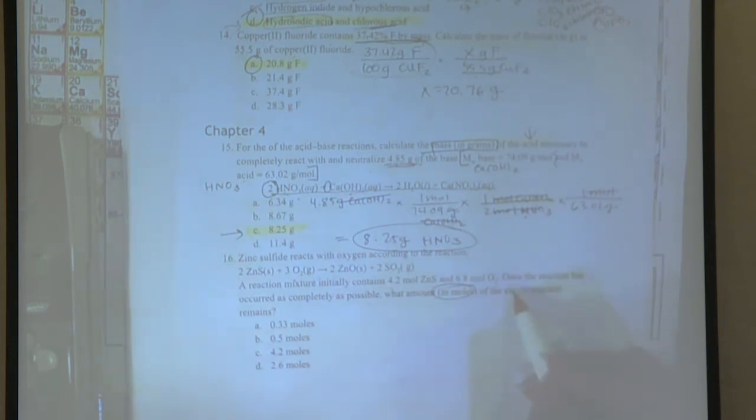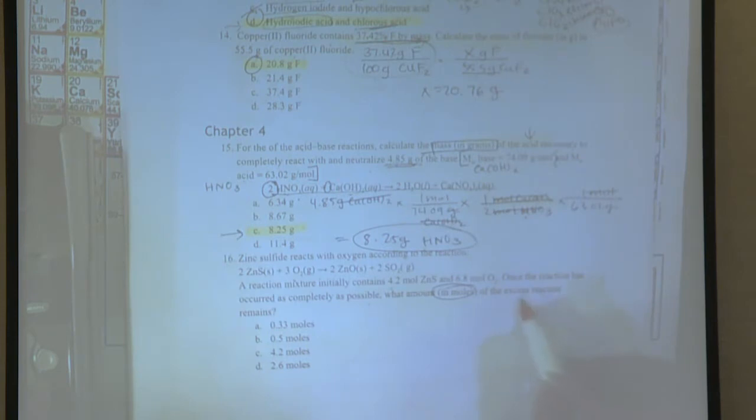Good. 16. Zinc sulfide, which is this guy, reacts with oxygen according to the reaction. A reaction mixture initially contains 4.2 moles of zinc sulfide, 6.8 moles of oxygen. Once the reaction has occurred as completely as possible, what amount in moles of the excess reactant remains? This is kind of like a 2-part problem.